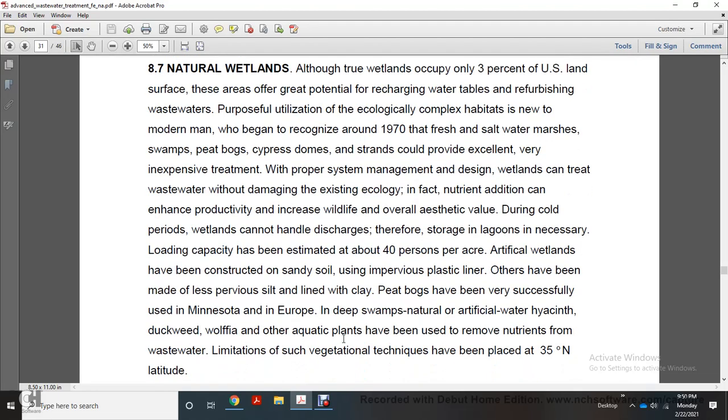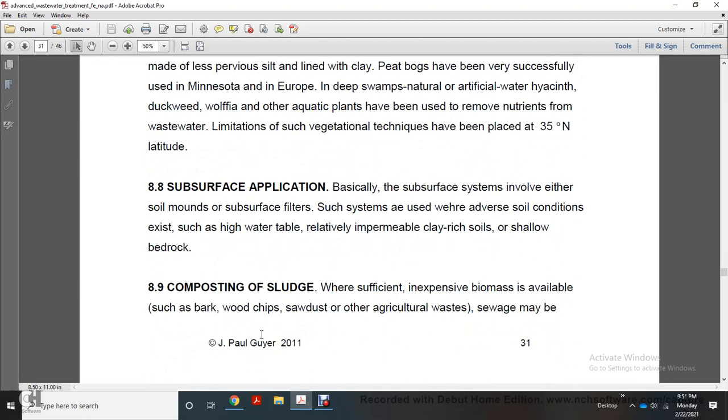Peat bogs have been very successfully used in Minnesota and Europe. Deep swamp, artificial water hyacinth, duckweed, wolffia, and other aquatic plants have been used to remove the nutrients from the wastewater. Such vegetation techniques have been placed at 35 degrees north latitude.